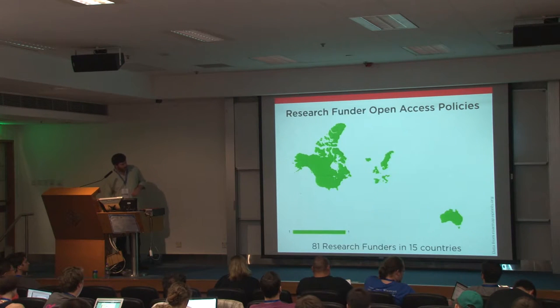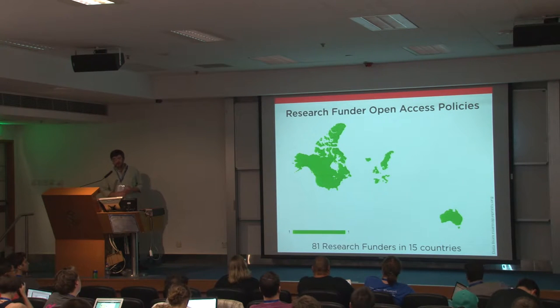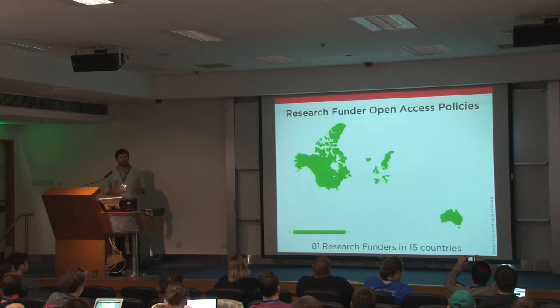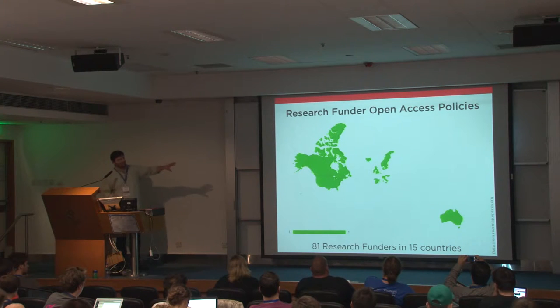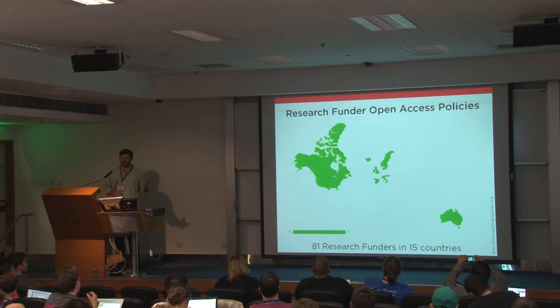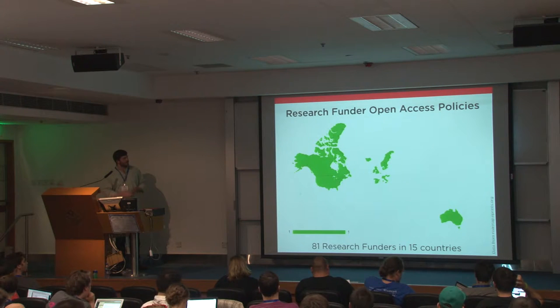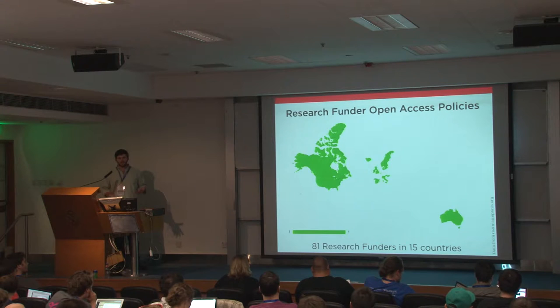Right now, there are 81 research funders in about 15 countries that are on the map here that have open access policies. So this is a great start, but you can see there's clearly a lot of work to be done. The country is highlighted only if there's at least one research funder. So for a lot of these, there is only one research funder out of dozens that exist. But this is one particular method for making open access a reality. And there have been some really exciting developments in the US and Canada and the UK around these policies that I hope we can talk about in the discussion.